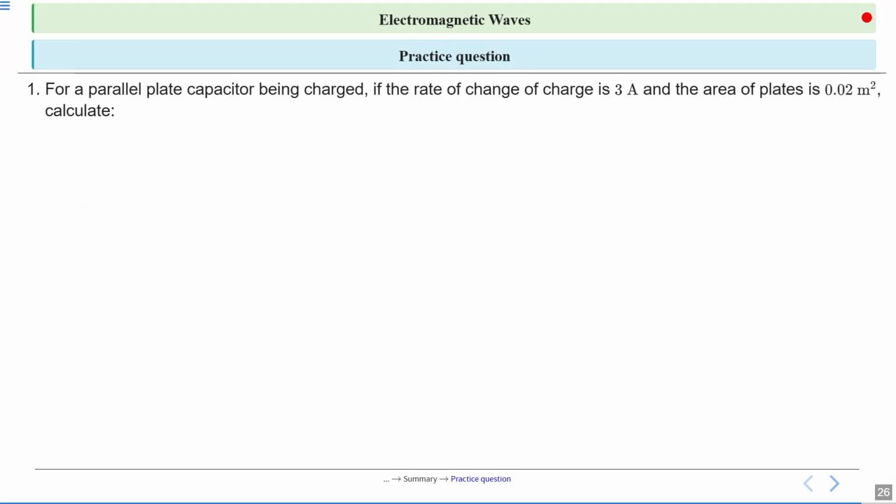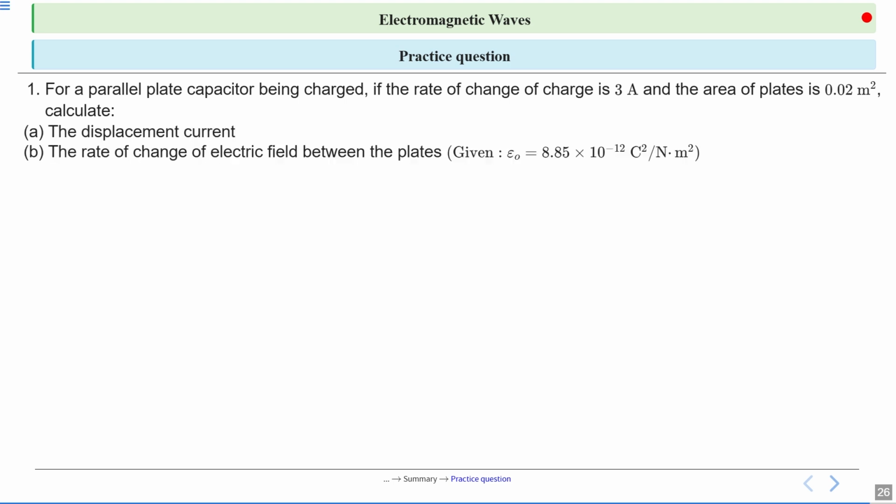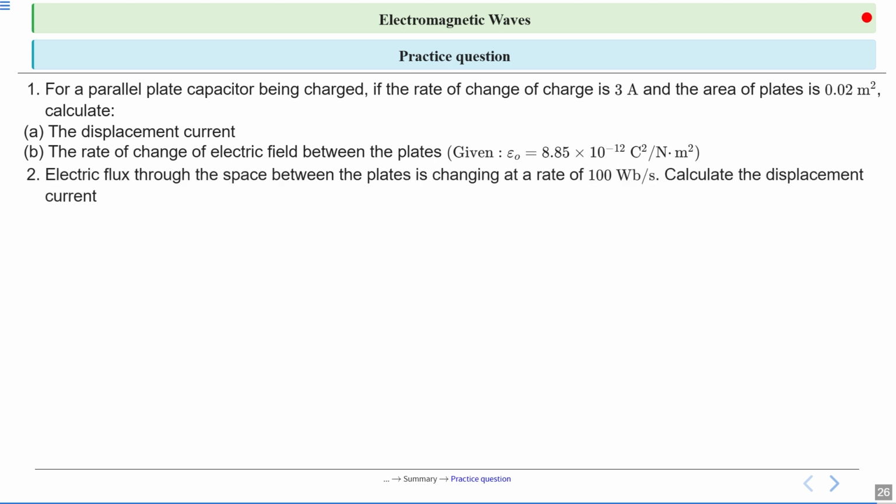Okay, practice. There are some practice questions. For a parallel plate capacitor being charged, if the rate of change of charge is 3 ampere and the area of the plates is 0.02 meter square, calculate the displacement current and the rate of change of electric field between the plates. Given epsilon naught is equal to 8.85 into 10 power minus 12 coulomb square per Newton meter square. Second question: electric flux through the space between the plates is changing at a rate of 100 Weber per second. Calculate the displacement current.